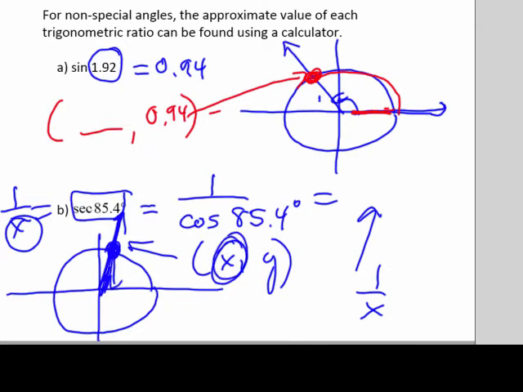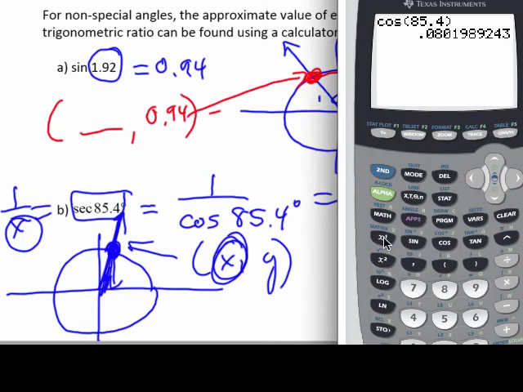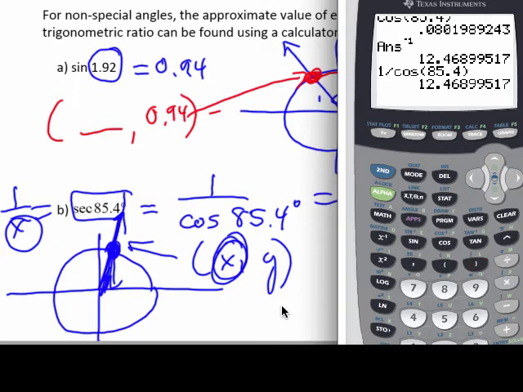But we want the reciprocal of that, so we want the 1 over that. So I could use my reciprocal button, which is that, answer to the -1. The other way I could just type this in is simply 1 divided by cos 85.4 degrees. And out comes 12.47.